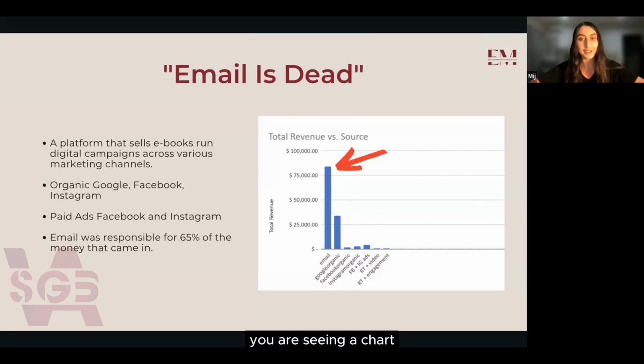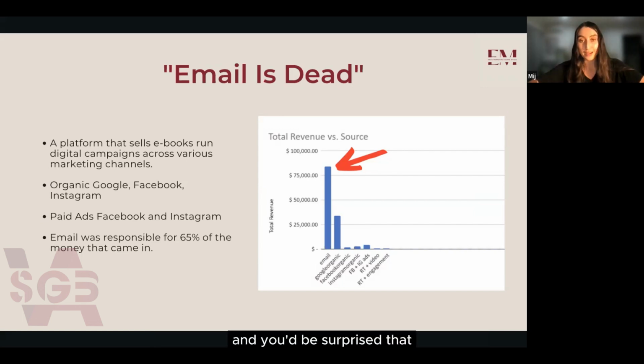Right in front of you, you are seeing a chart. And this chart is taken from one of the platforms that sells ebooks. So this platform decided to run a digital campaign across various marketing channels. And as you know, there are various marketing channels. Those marketing channels are Google, organic Google, Facebook, and Instagram, because this is the place where most of the people spend their time. So it obviously makes sense to run marketing campaigns in these channels. Also, this platform runs the campaigns doing the paid ads on Facebook and on Instagram.